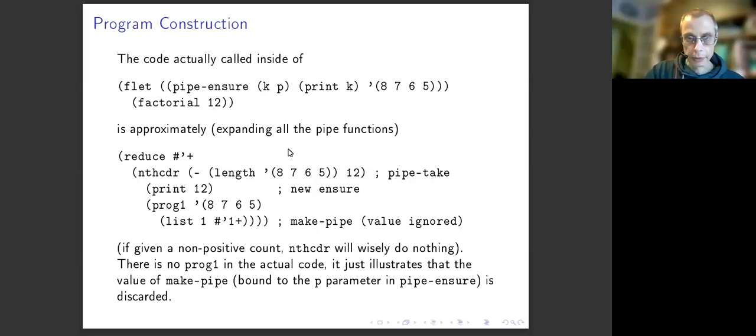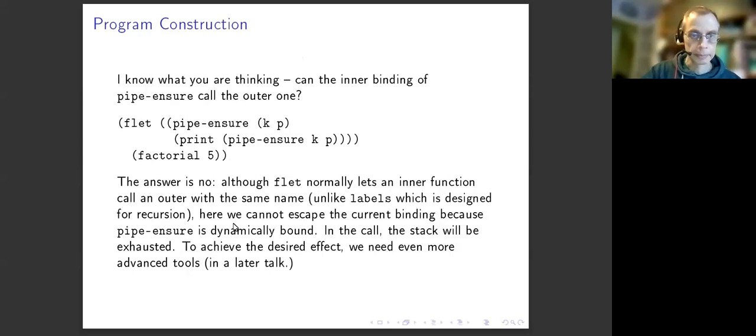So here, if we really go into the insides of what's going on, when I have this factorial call inside of the flet, it will approximately expand to something like this. The nth CTR comes from the take. Print 12 comes from my stub, and the return 8765 comes from the stub as well. And the make pipe call that is inside the pipe ensure in the factorial function is called, but the value is ignored. So that's just sort of expanding what's happening, very approximately.